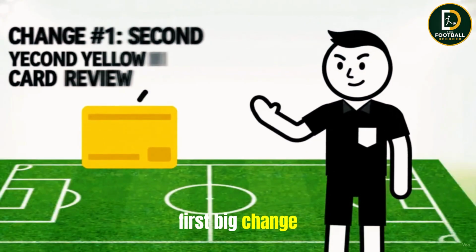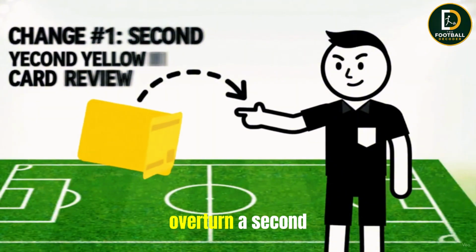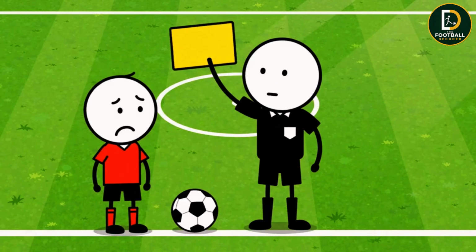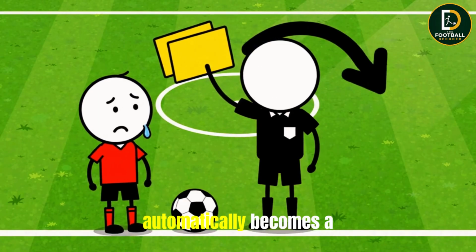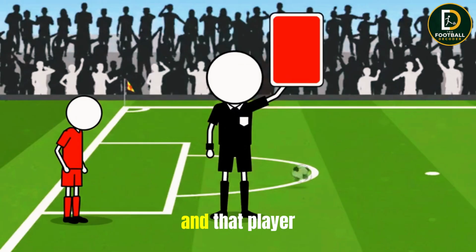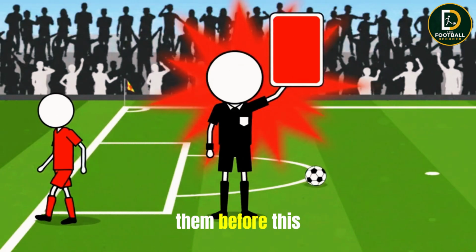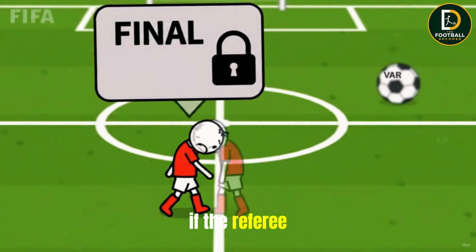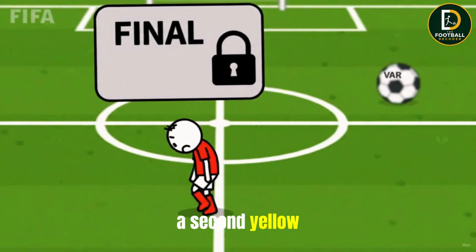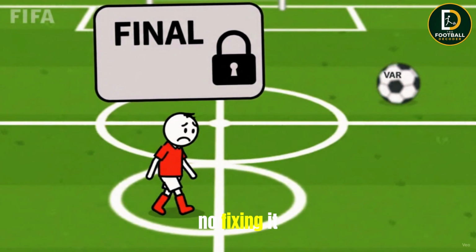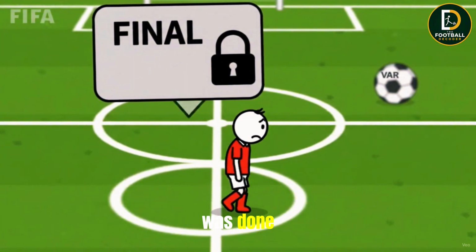First big change. VAR can now overturn a second yellow card. Quick reminder if you're new to this. 2 yellow cards in one game automatically becomes a red card, and that player is sent off immediately. Game over for them. Before this rule, if the referee mistakenly gave someone a second yellow, that was final. No fixing it. That player's day was done.